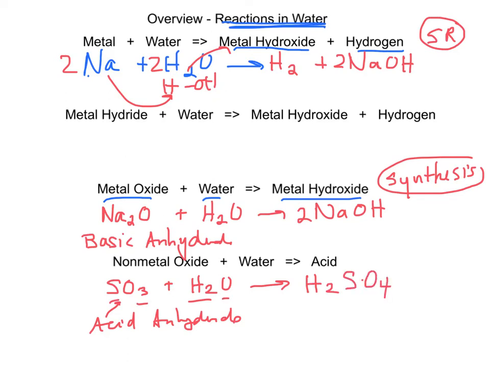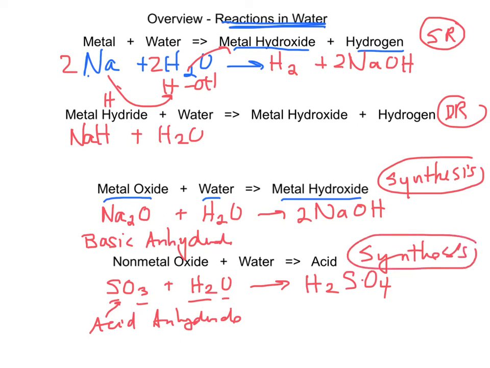And then a metal hydride. What's a metal hydride? Remember, hydride is H minus. So something like NaH and water. This is actually a double replacement reaction. This too is a synthesis down here.